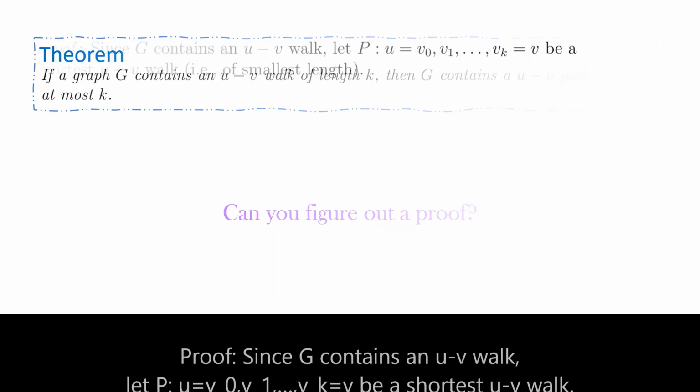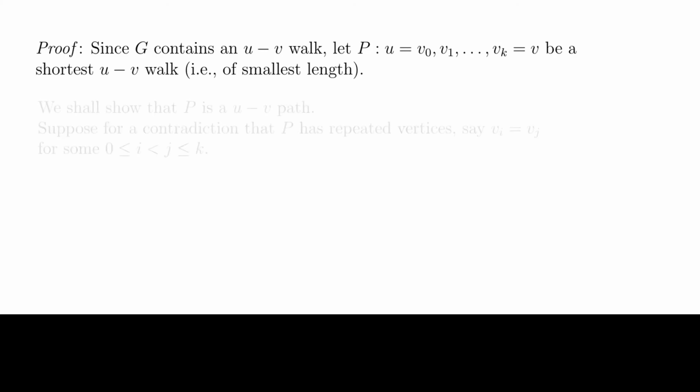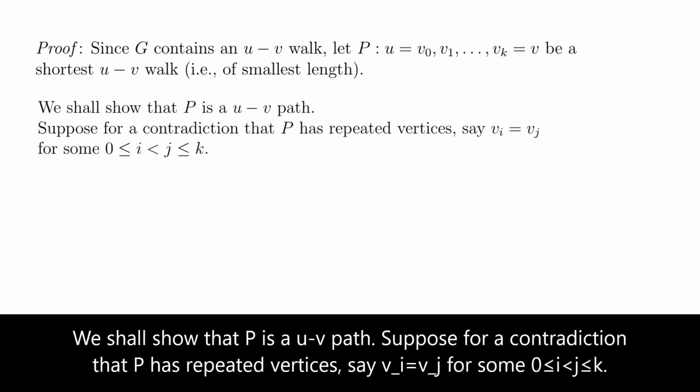The proof. Since G contains a u-v walk, let P, starting with u equals v_0, v_1 to v_k equals v, be a shortest u-v walk. We shall show that P is a u-v path. Suppose for a contradiction that P has repeated vertices, say v_i equals v_j for some i strictly less than j, where i, j is between 0 and k.